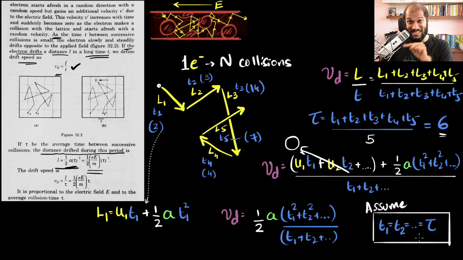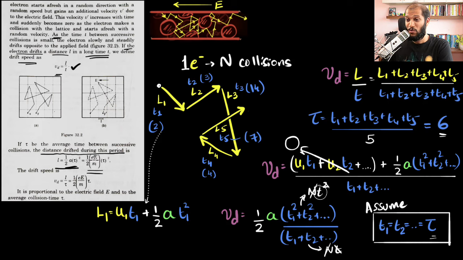Now, under this particular assumption, let's see if we get tau. So what will happen under this assumption? This will be T square plus T square plus T square plus T square, N times T square. And what would this be? T plus T plus T, it will be NT. The N and N will cancel out. The T and T will cancel out. And you'll only end up with T, which is the tau.